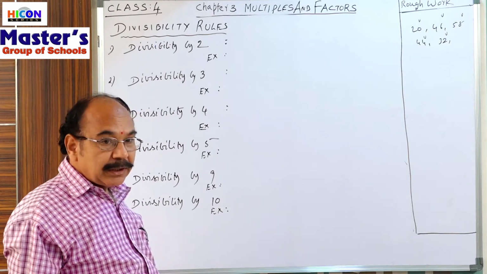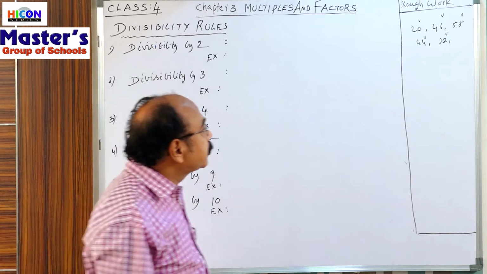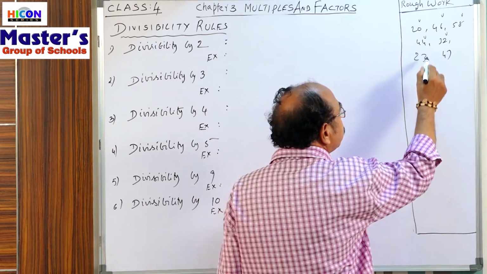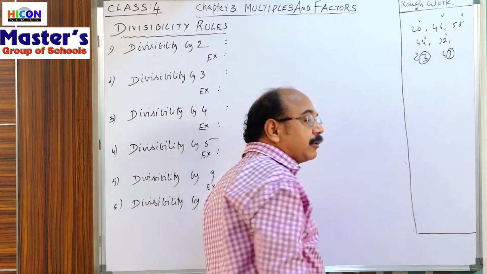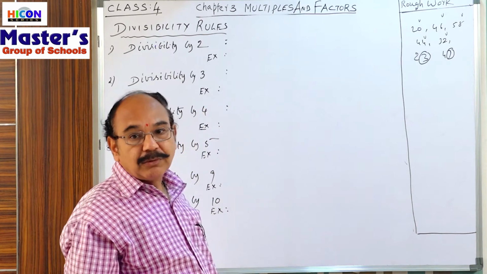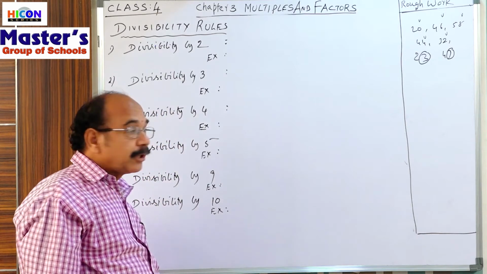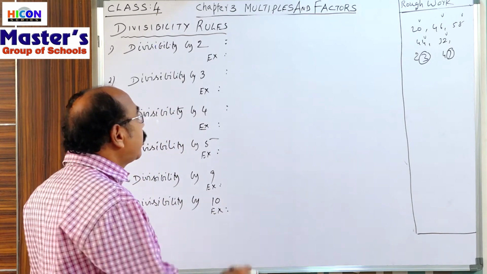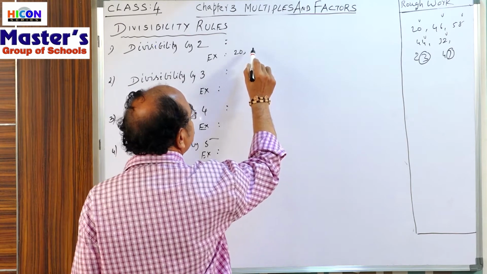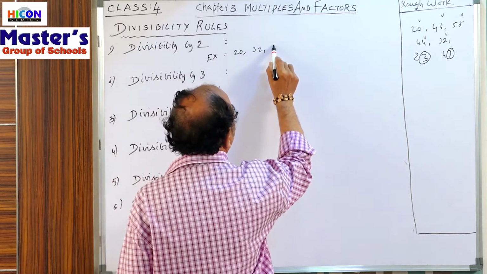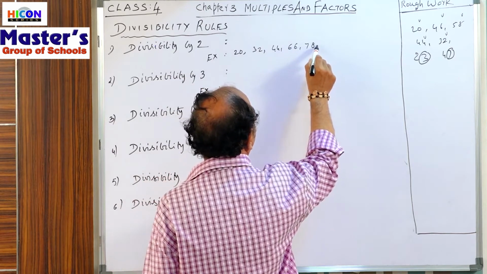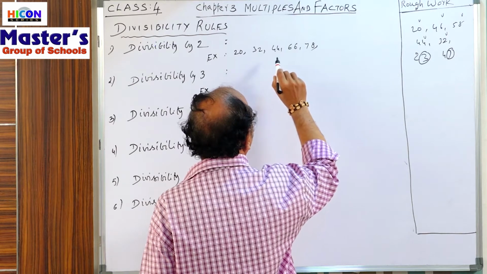If it is filled by some other digit, suppose 23, 47, like this, then you say immediately it is not divisible by 2. Okay children? Understand? Now you see here, example: suppose 20, 32, 44, 66, 78.